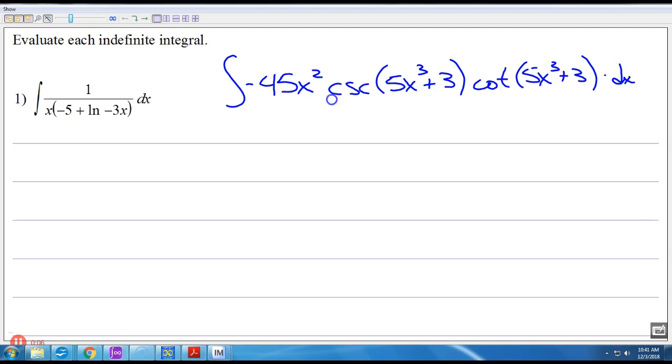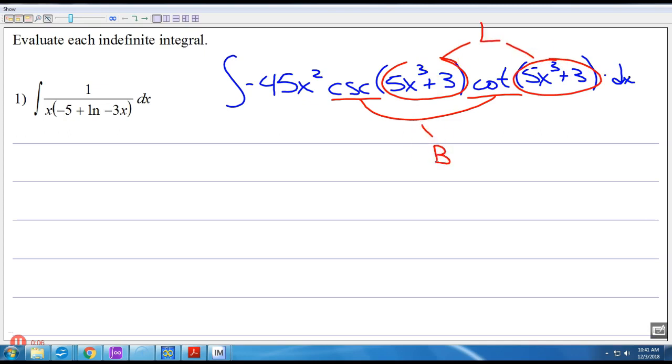But if you make the cosecant cotangent the big guy, that makes 5x to the third plus 3 the little guy. And then little guy prime is supposed to be out here. So what is the derivative of 5x to the third plus 3? 15x squared. So I need to turn this into a 15x squared. So I need to multiply it by negative 1/3, because then it makes it 15x squared. It'll cancel. Well, if I put a negative 1/3 on the inside, I need a negative 3 on the outside.